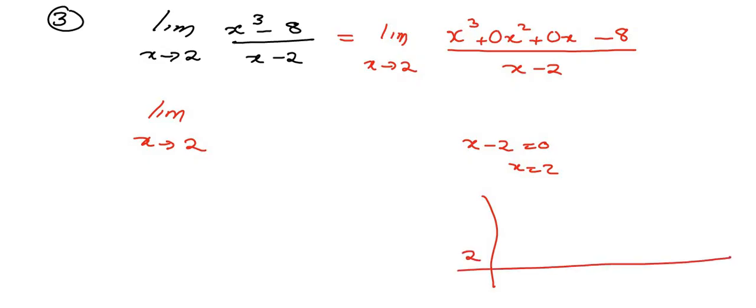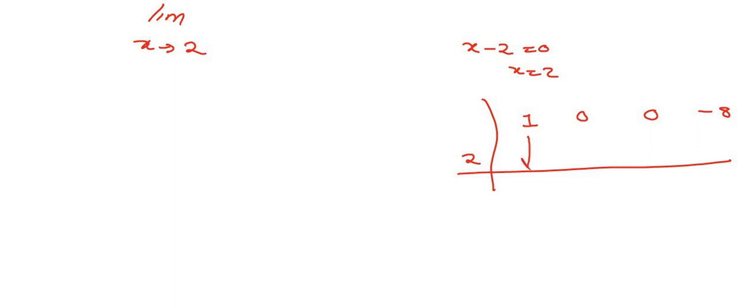I'll put my 2 there. Get the coefficients: there's a 1, there's a 0, there's a 0, there's a negative 8. Then take the 1 down. This is going to be 1. 2 times 1 is simply 2. I hope you remember synthetic division. 2 times 2 is 4. 2 times 4 is simply 8. Add this, and it gives you a 0.